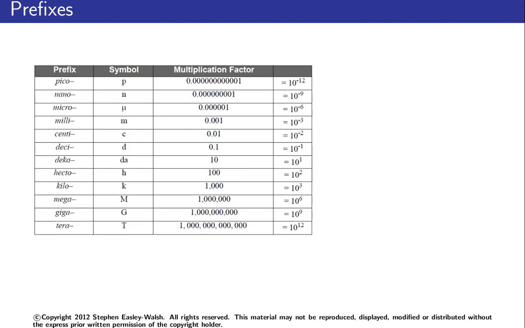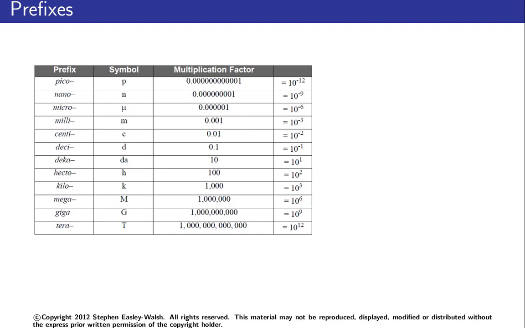Now we'll look at prefixes, and prefixes can be used to make our units bigger or smaller depending on what type of problems we're dealing with. So here is the table of prefixes. Pico, represented by P, and it's 10 to the minus 12 factor. Nano is N, and it's 10 to the minus 9 factor. Micro is mu, and it's 10 to the minus 6. Milli is M, and it's 10 to the minus 3.